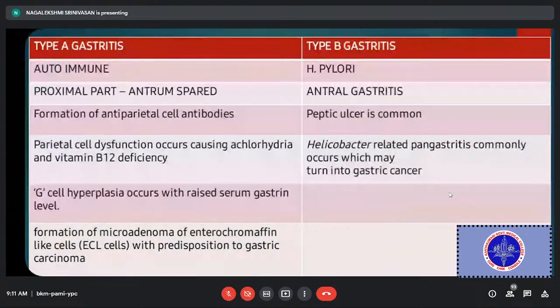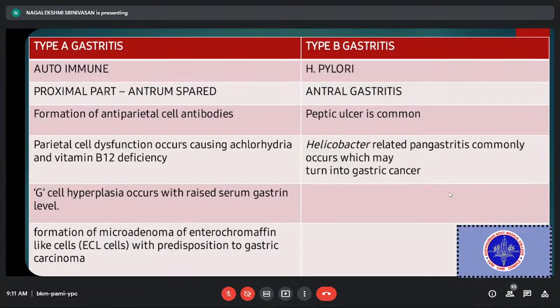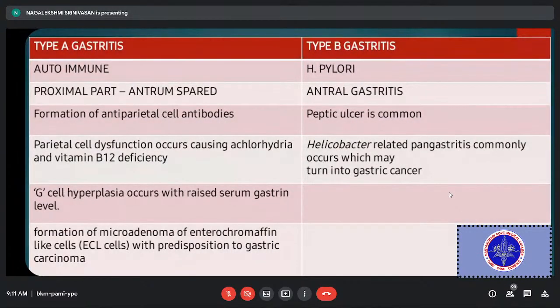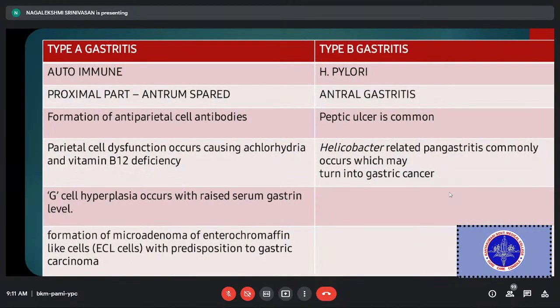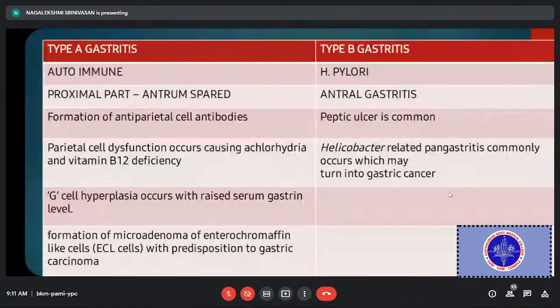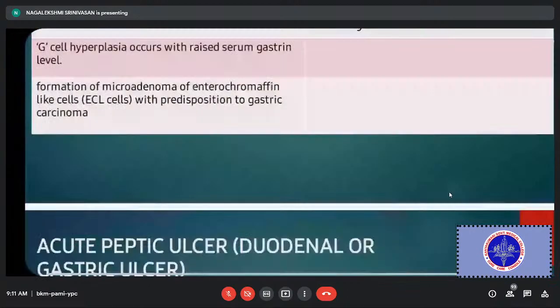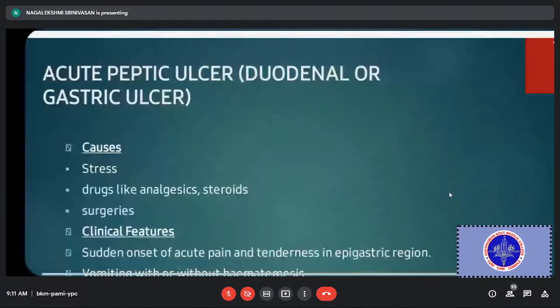The second is type B gastritis. Here H. pylori is the commonest cause. The ulcer usually occurs in the antrum. Peptic ulcer is most commonly due to Helicobacter pylori. Pangastritis can also occur, and that can turn into gastric ulcer. So H. pylori causes type B gastritis, the site is the antrum, whereas type A gastritis is autoimmune and affects the proximal part. Here the antrum is spared. This is the basic difference between type A and type B gastritis.